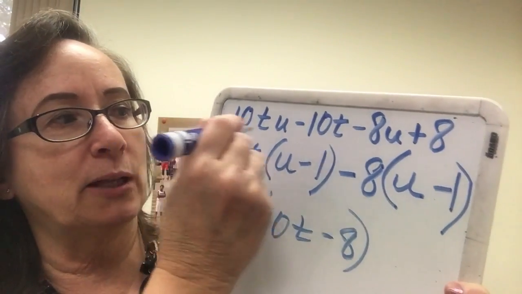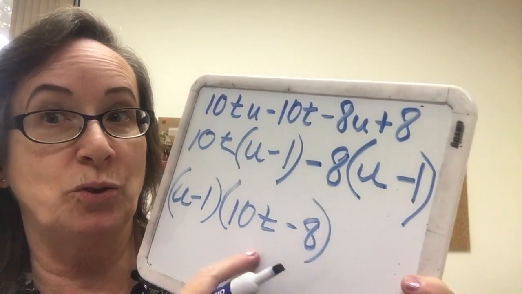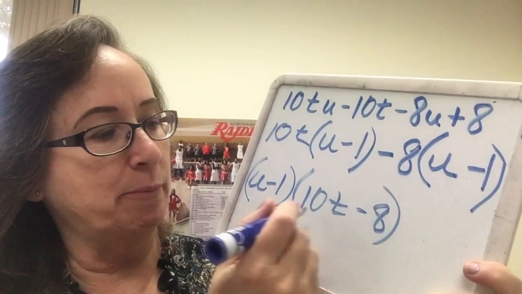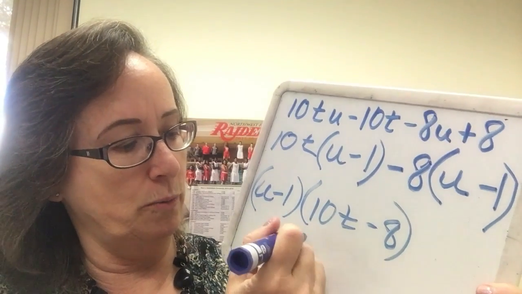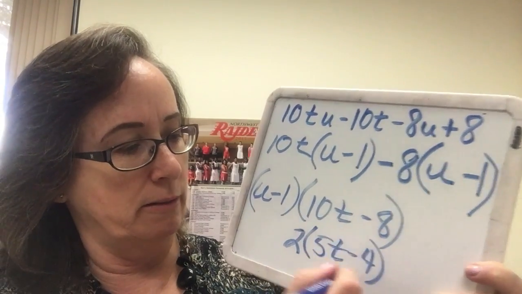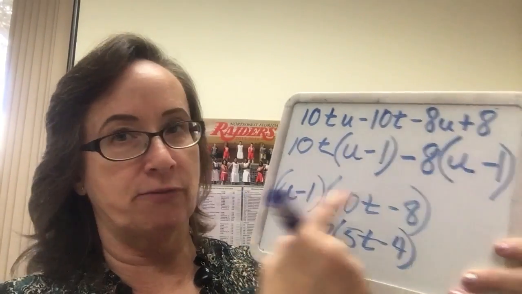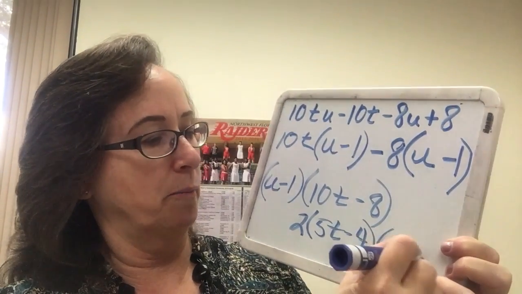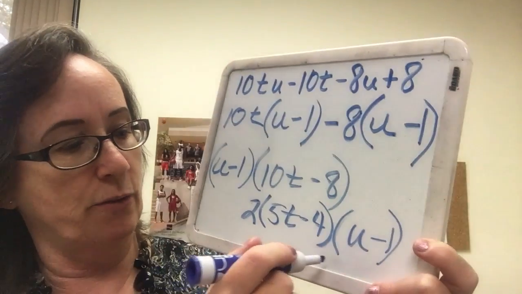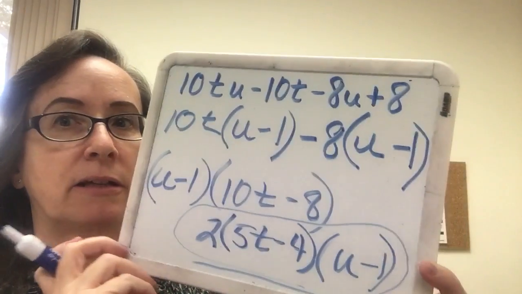Because I forgot to pull out a 2 at the very beginning, I still have a 2 that could factor out. So I'm just going to go ahead and factor it out, and I'm going to make this 2 times 5t minus 4. Okay, so I'm factoring that. And then since I want my 2 in the front, I'm just going to move this factor to the back, u minus 1, because multiplication is commutative. So this would be the completely factored answer.